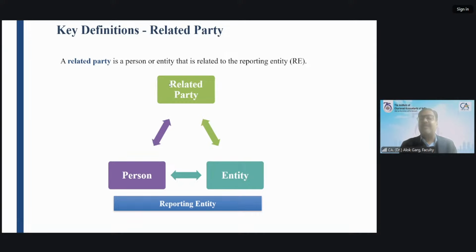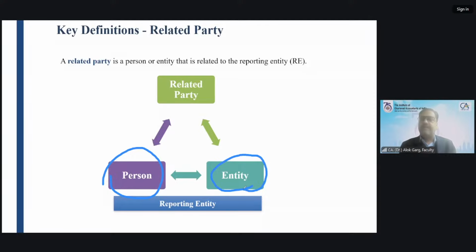Legal person means human being, Saminathan. Artificial legal person means an entity, right? So a related party could be a human being, meaning a person, right? Or a related party could be an entity, right? You can be a related party, Saminathan.